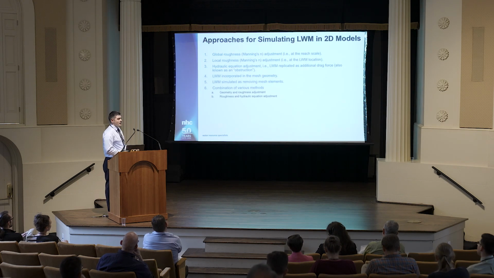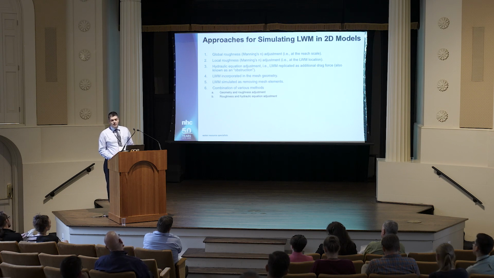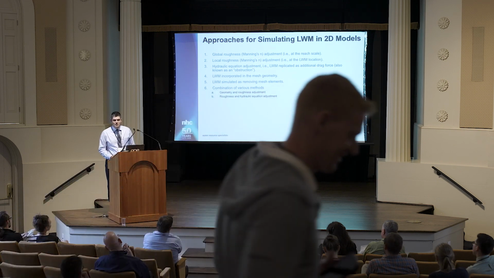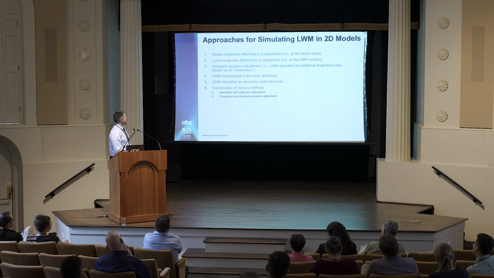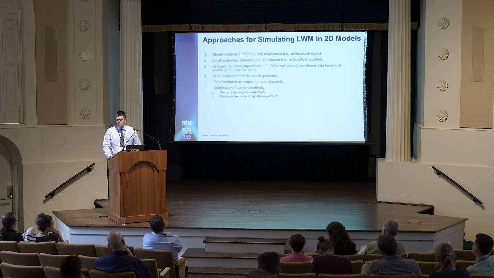Now the next question would be, how can I go about including this in my 2D hydraulic model? So far there is a suite of methods that we have at least used to do that, with varying degrees of success, may I add. At its simplest, large woody material effects could be accounted for by adjusting the hydraulic roughness, or I'll just call it Manning's n for the rest of the presentation, since that's the most common.